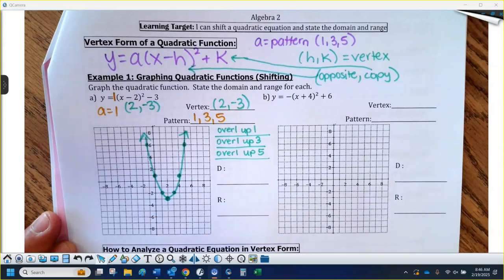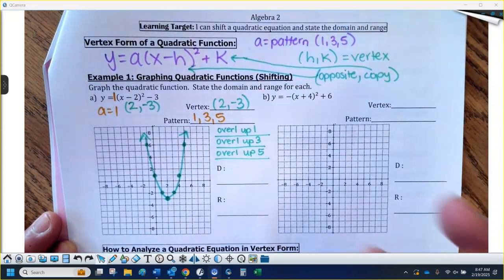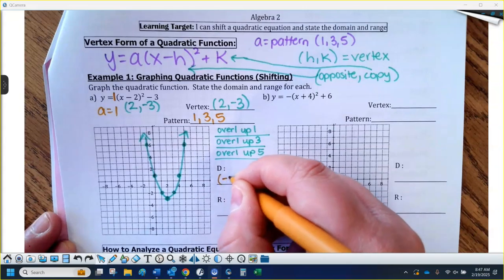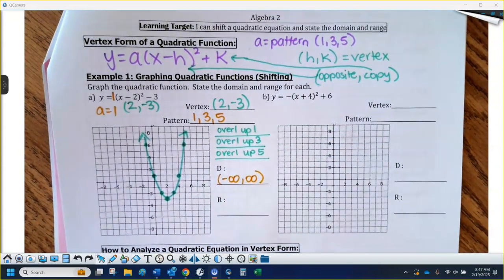Okay, domain, no matter what, is how the graph moves left and right. And I know these guys go up really fast, but this side goes left forever, this goes right forever. No matter what parabola you are working with, the domain should be -infinity to infinity. One side goes left forever, one side goes right forever, so you'd cover the whole x-axis. It looks like it goes up really fast, but it does go out as well.